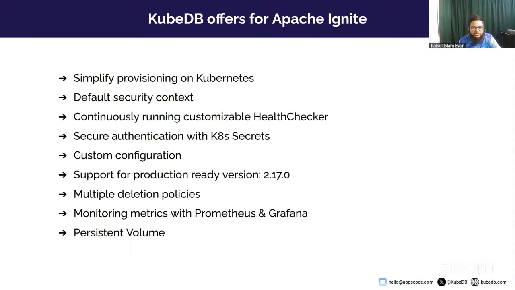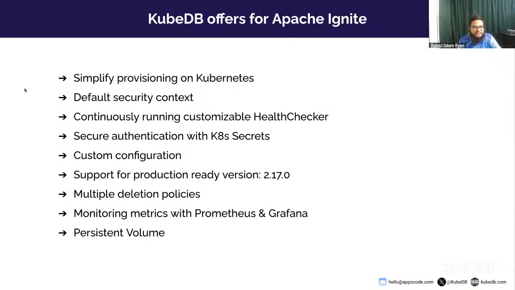Here is what KubeDB offers for Ignite. If you want to run an Ignite database on your Kubernetes in public or private cloud, you have to do a lot of things like configuration, authentication, etc. But KubeDB can simplify the provisioning of the database on Kubernetes. KubeDB can do all the recurring stuff automatically and save you a huge amount of time. You only need to apply the database resource with the necessary configuration.